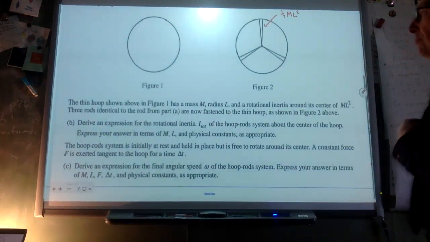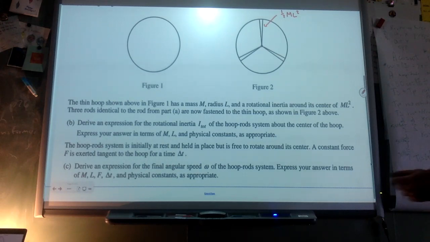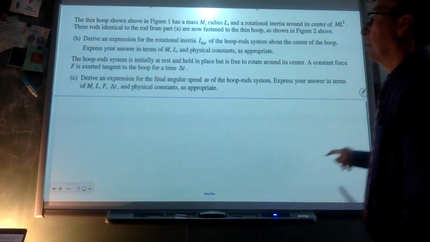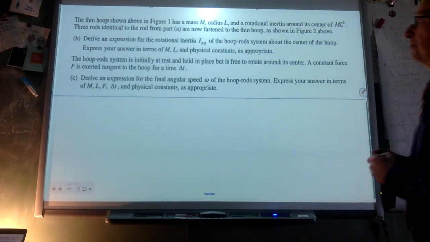So the thin hoop shown above in figure 1 has a mass of m and a radius L and a rotational inertia around its center of ml squared. 3 rods identical to the rod from part 1 are now fastened to the thin hoop as shown in figure 2 above. Derive an expression for the I total of the hoop rod system about the center of the hoop.